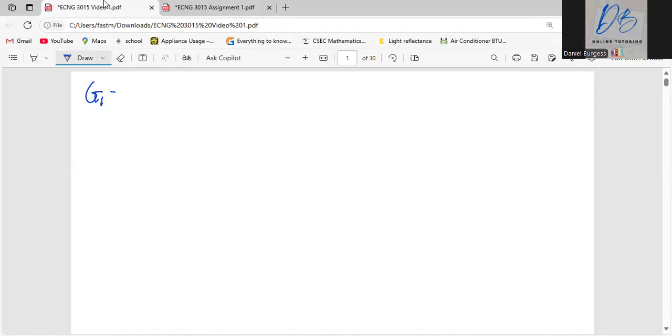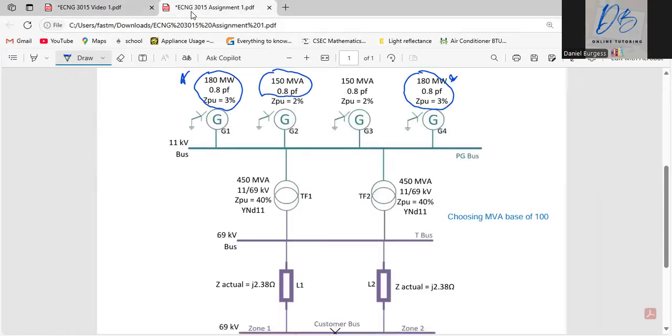So, G1. Thinking about it, this is megawatt. If you have a triangle and you know what this is, and down here is megawatt, and you want here, which is MVA, a little trick: this is the adjacent and this is the hypotenuse. Therefore cos theta, which is your power factor, is equal to the adjacent over the hypotenuse. So this is 0.8. The adjacent is 180.